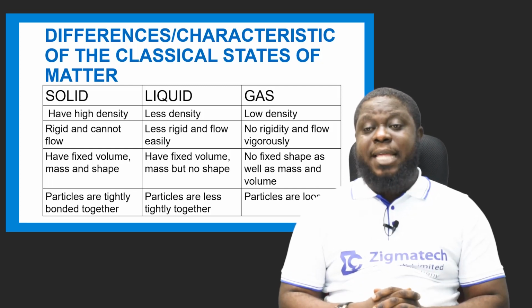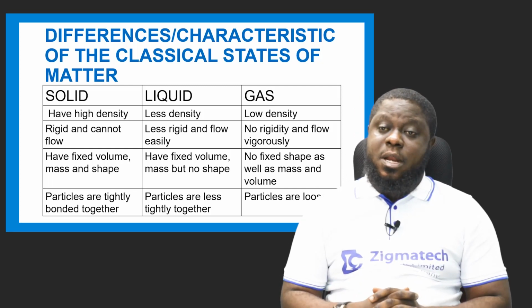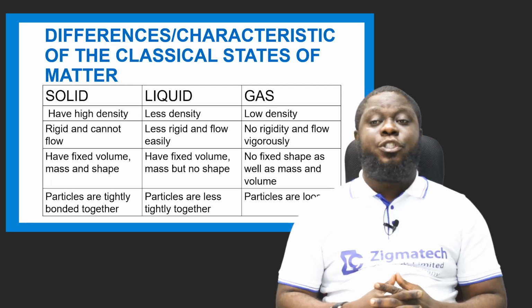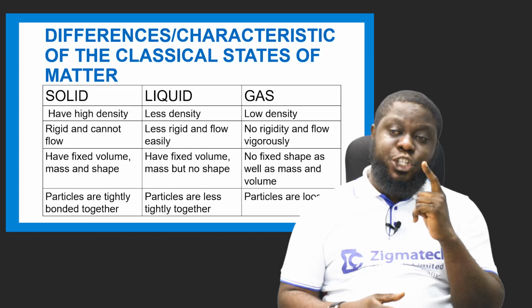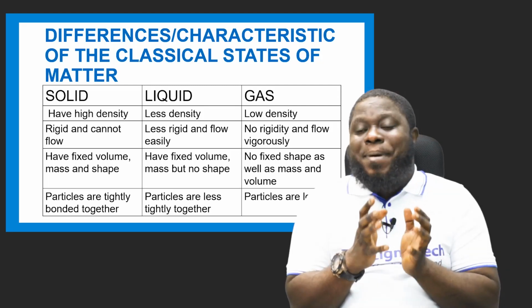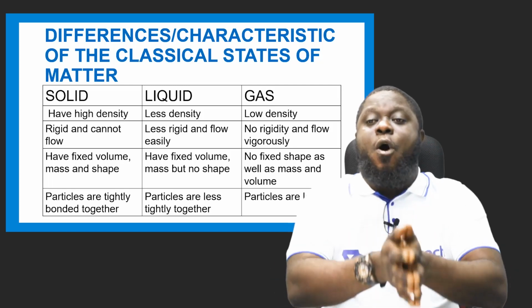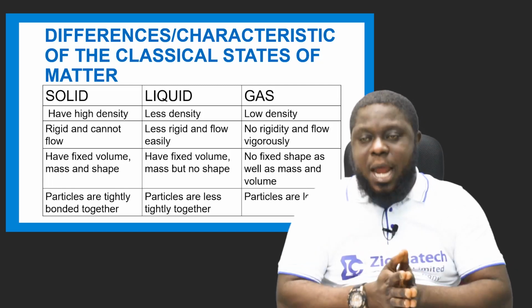So particles are less tightly together in liquids. That is why they do not have shape, but they take the shape of a container because their particles are less tightly bound. So the law of liquid states that it always conforms to its container.